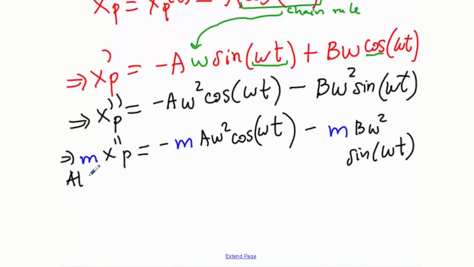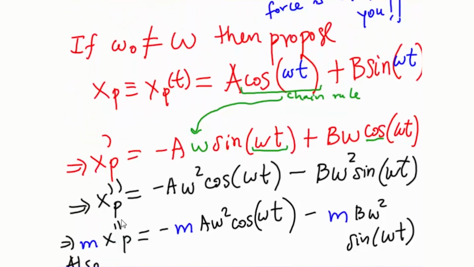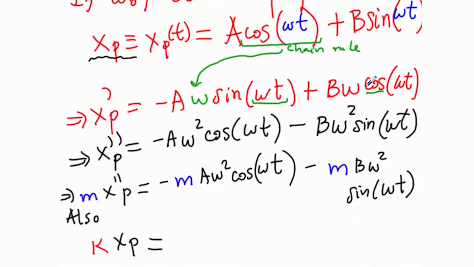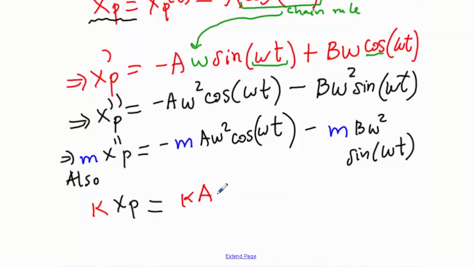Also, if we multiply the particular solution x_p by k, k times x_p, we're going to have k a cosine plus k b sine.